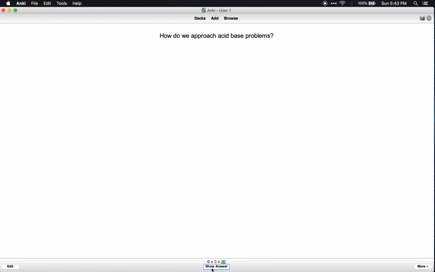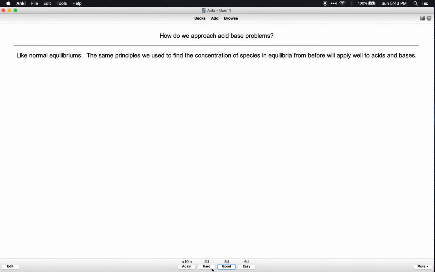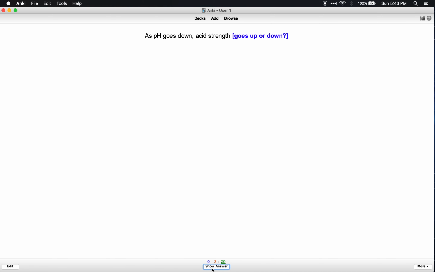Acid-base problems, you treat them like equilibrium reactions, so use Keq like normal. As pH goes down, acid strength will increase. Water can behave like an acid.